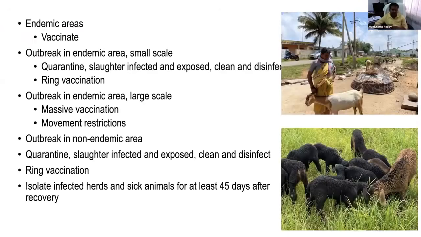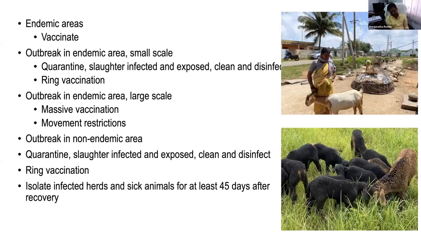You classify endemic versus non-endemic states. In endemic areas, vaccination is the best answer. In case of an outbreak in an endemic area, if it is small scale, you can quarantine. If possible, stamping out can be done, because infected as well as exposed animals are non-zoonotic, and the farmer can get some amount instead of losing everything. So cleaning and disinfecting and then ring vaccination.